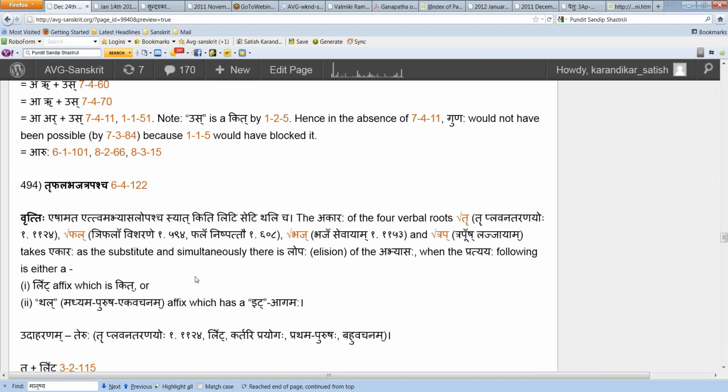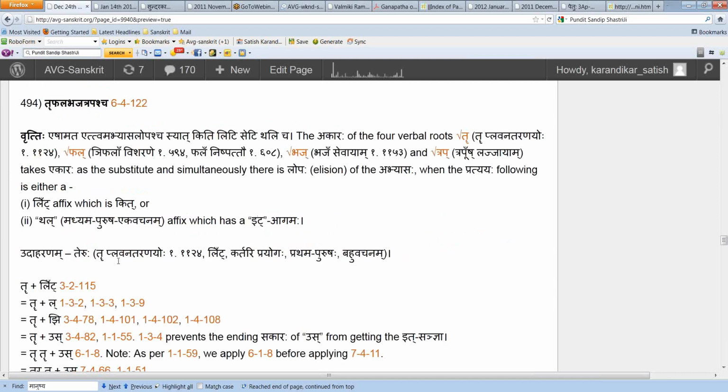Tru. Let's look at the example for the Prathama Purusha Bahuvachanam, because we need a kit pratyaya. So we cannot take ekavachanam. In ekavachanam we get the pratyaya nal. Now nal comes in place of tip. In the case of nal, by 1-2-5 asanyogal lit kit does not apply, so the nal pratyaya does not become a kit pratyaya. That's why we're taking bahuvachanam. We can take dvivachanam also, but let's take bahuvachanam as an example.